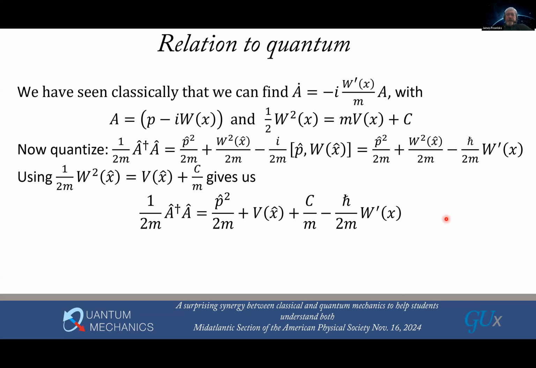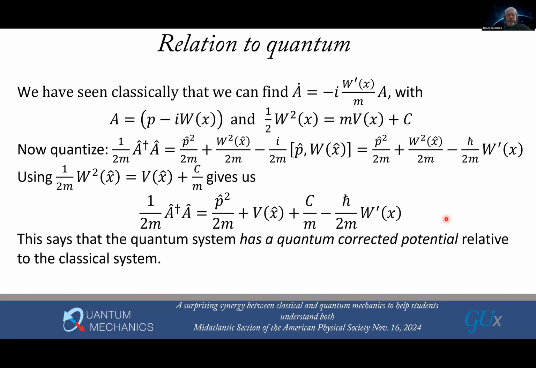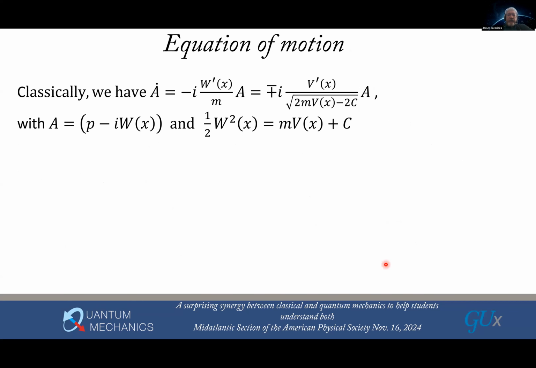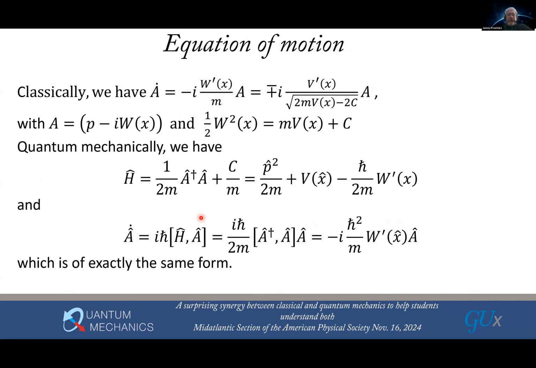So this classical quantum correspondence that we're looking at is relating problems that have slightly different potentials in the quantum realm versus in the classical realm. So what we like to say is that the quantum system has this quantum corrected potential relative to the classical system. And now what we can do is quantum mechanically, we can move that constant over to the other side.